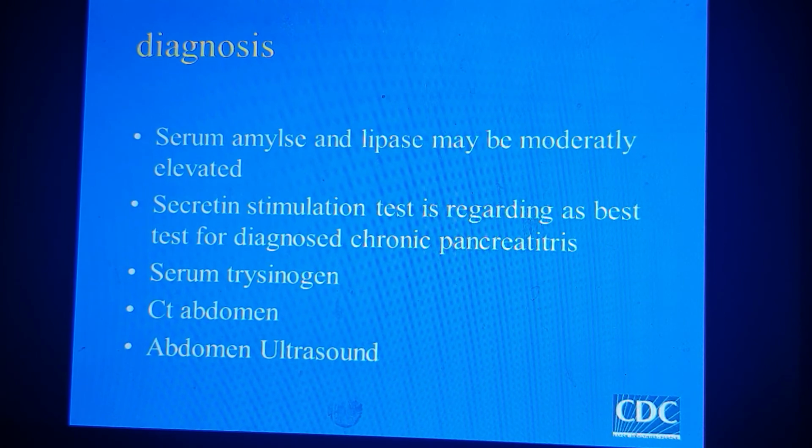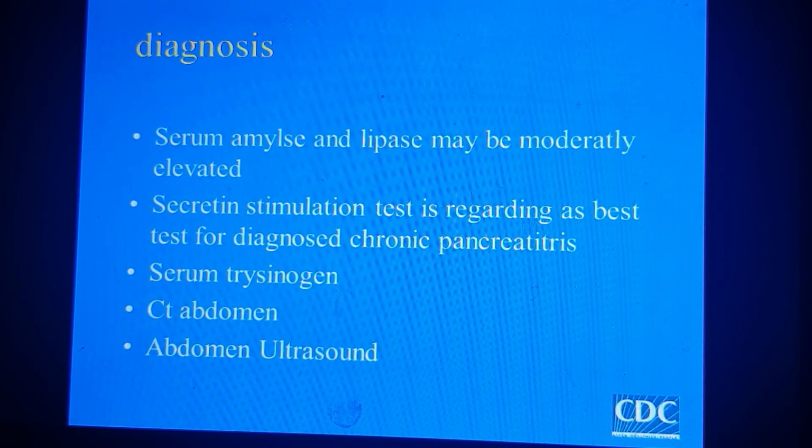So we can see the function of the pancreas. Normally it excretes pancreatic fluid with digestive enzymes. If not, that means there is pancreatic insufficiency. Also we use serum trypsinogen, CT abdomen, and abdominal ultrasound as used in acute pancreatitis.